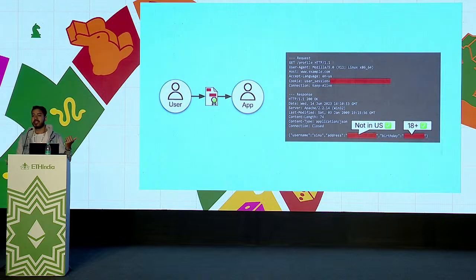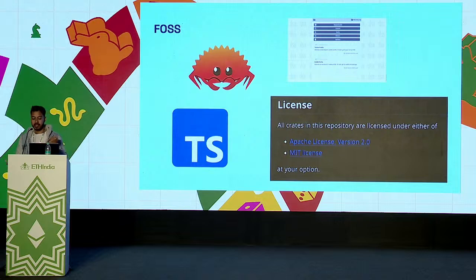So that's where the ZK part comes in. In this example, Alice can, instead of giving her address, just say, okay, I'm not in the US. And that's a valid proof because it's generated from the website. For example, if she wants to prove she's 18 plus, she can just give the ZK proof that proves that she's 18 plus instead of giving her date of birth. So for lack of a better term, it's called ZK TLS. It has two parts: the TLS part, the notarization part, and the ZK part.